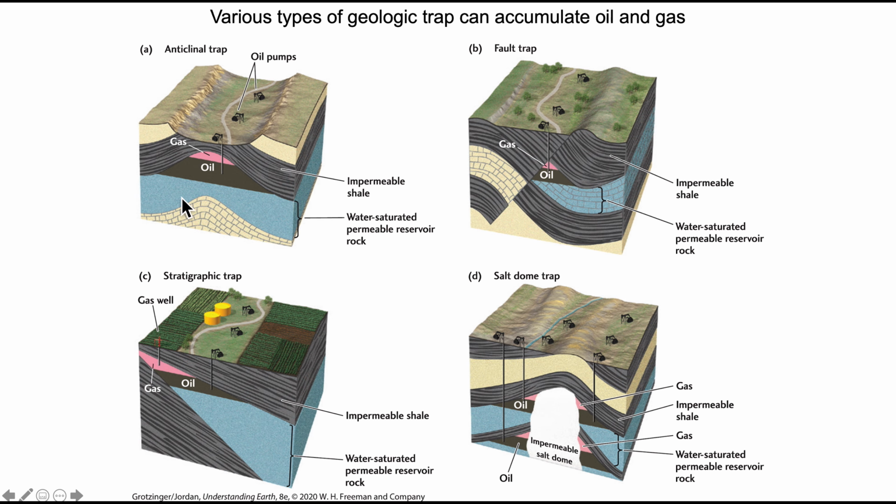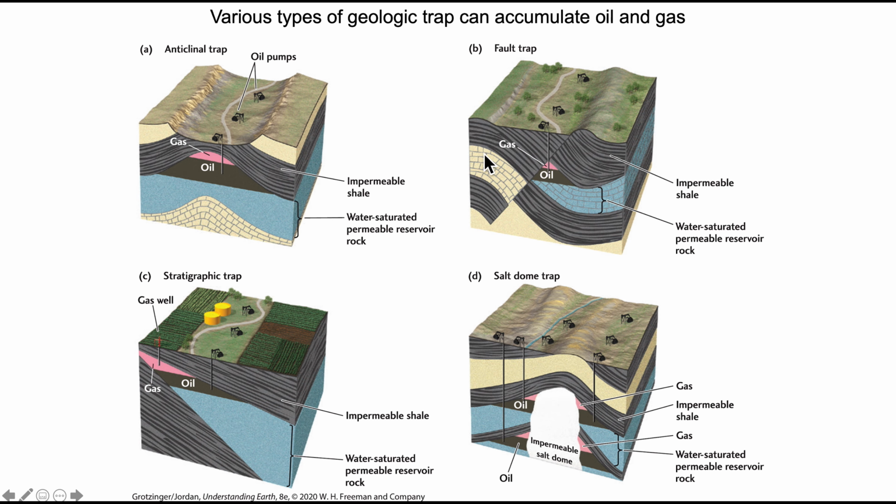Oil and gas are going to migrate through this fluid, in this case mostly water, because they're lighter, they're less dense than the surrounding water. So they're going to move upward until they're trapped above this solution.